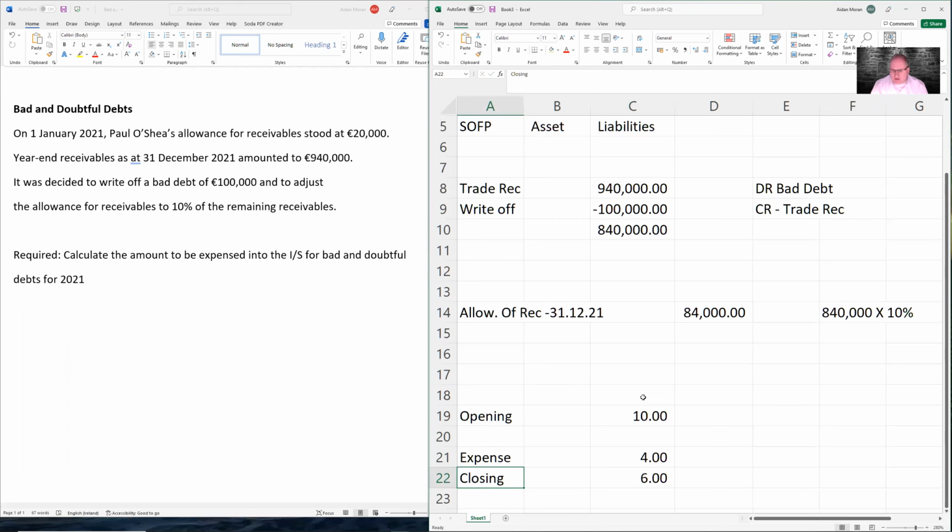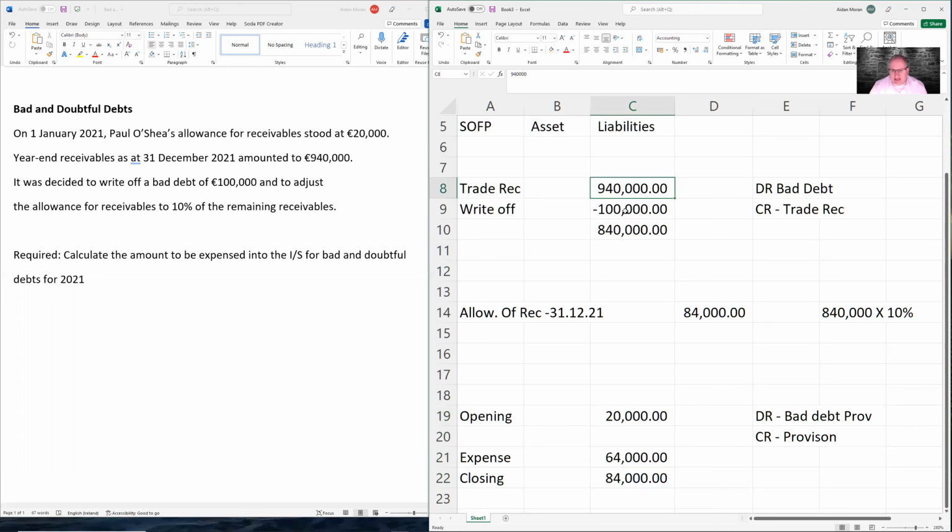The opening allowance was 20,000. My closing allowance needs to be 84,000. So the movement in between is the expense, and the expense is actually going to be 64,000. You're going to debit your bad debt provision expense, and you're going to credit your liability in your statement of financial position, your provision for bad or doubtful debts.